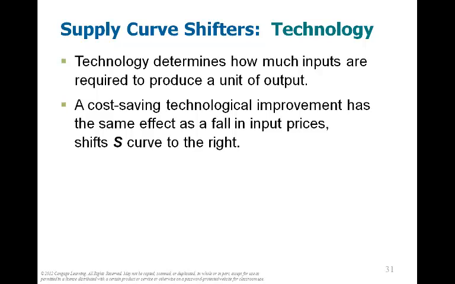Changes in technology can also shift the supply curve. So if there's some sort of technological development that makes it cheaper to produce a particular good, that'll increase the supply, and we'll have to shift the whole supply curve to the right.